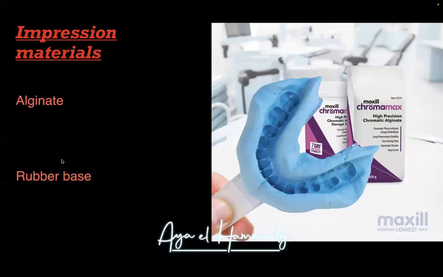We have two types, the most common, though now with the huge technology we don't use these anymore. We are going to use an intraoral scanner, which is easier. We have the alginate material and rubber-based material.